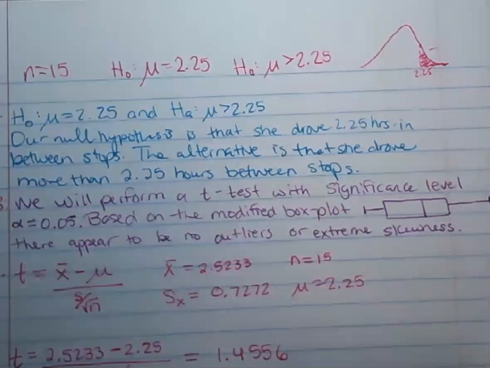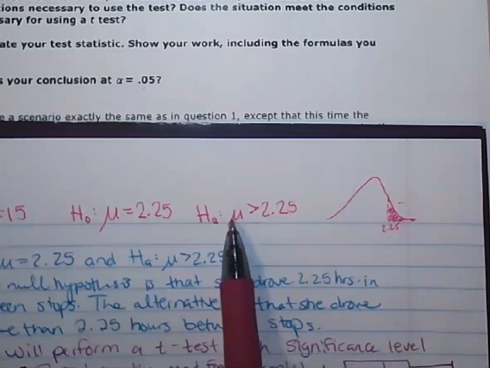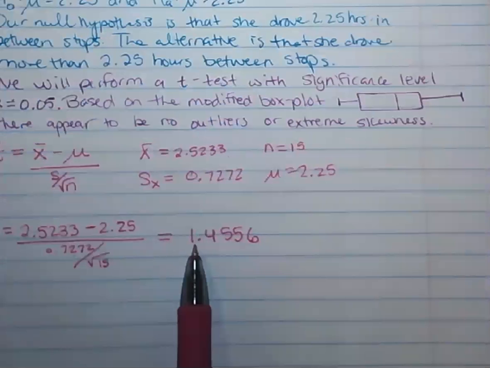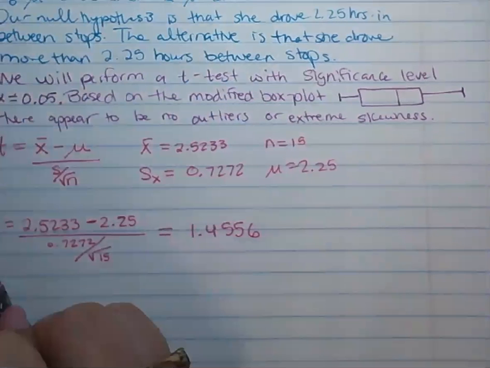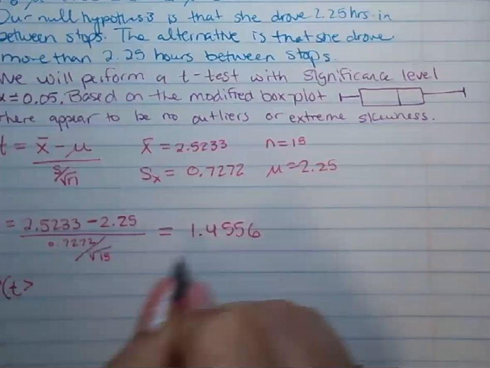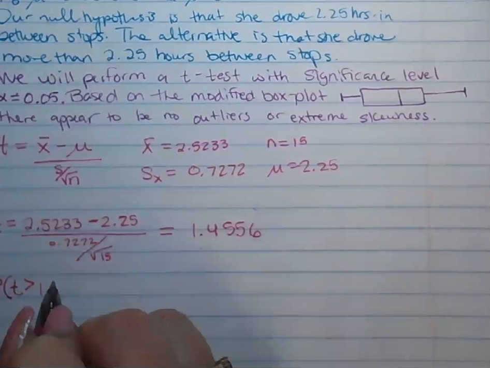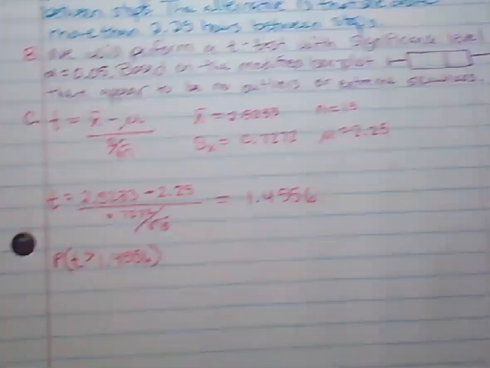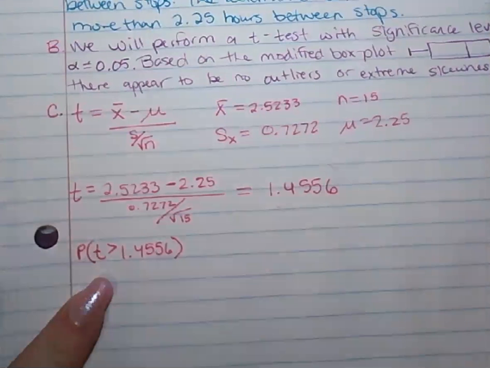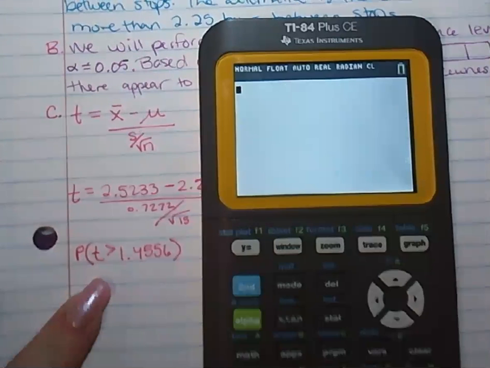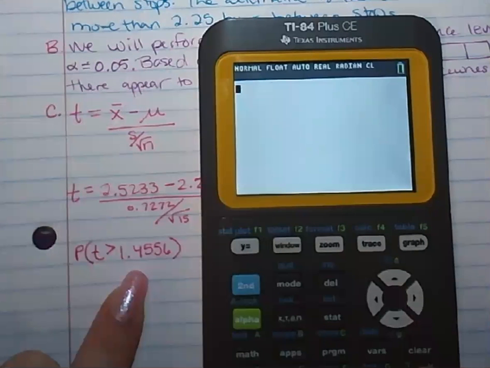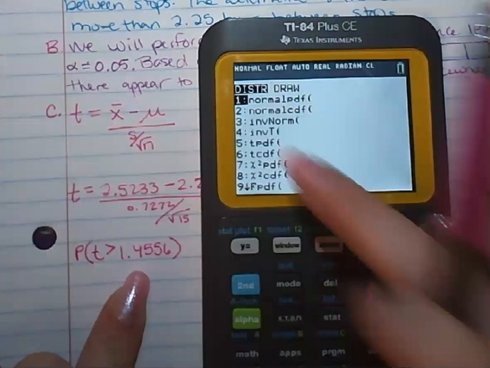So our p-value, again, we're trying to show that mu is greater than this 2.25. So now that it's a t-value, I am going to try to show that t is greater than this number, 1.4556. Okay, so our p-value is a probability that that is true. And we can calculate that probability using TCDF on our calculator. So stat, calculate, oops, not that one, distributions, that's what I want. TCDF, option 5, or no, option 6.